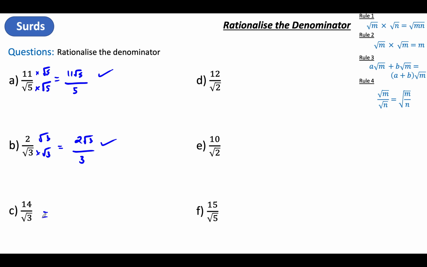14 over root 3. I'm going to, ooh, why have I put an equal sign? I haven't done anything yet. Times it by root 3 underneath and root 3 on top. 14 lots of root 3 all over 3, because root 3 times root 3 is 3. Let's see what we've got here. So let's times this by root 2 underneath and by root 2 on top. So 12 lots of root 2. And root 2 times root 2 is 2. Now look, we can simplify this, because 12 will divide by 2 to just get 6 lots of root 2.